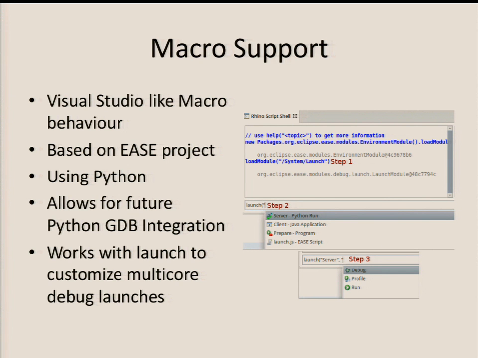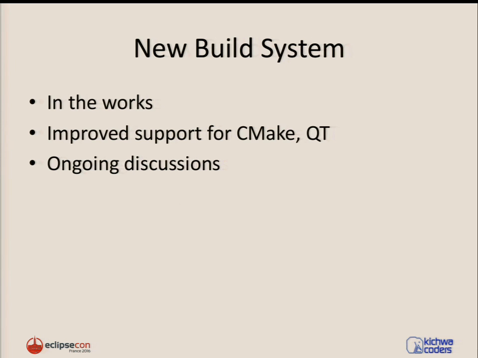Macro support, another of my areas, because I'm particularly into Python and scripting. We're integrating Ease, which is the Python scripting, into CDT more and more. Last year we did the first part of launching support. So if you've ever used the multiple launching within CDT, you can launch two or three different launch configurations automatically with delays. Using scripting, you can get there a lot faster and it's a lot more configurable. So you can write a script which launches your server, waits for it to come up, launches your client, kills your server when your client exits, etc.